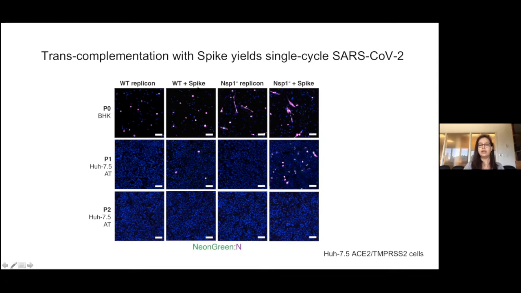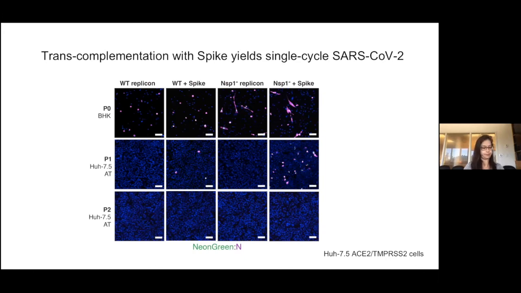And you see that only in the presence of spike do we get a signal in those recipient cells. And as we suspected, the NSP1 mutant replicons are more efficiently packaged, just because those producer cells are much more viable. And very importantly, for these P2 cells, we took the supernatant from P1 and put it on the P2, and we see no signal, which is as expected, and we're really happy to see that.